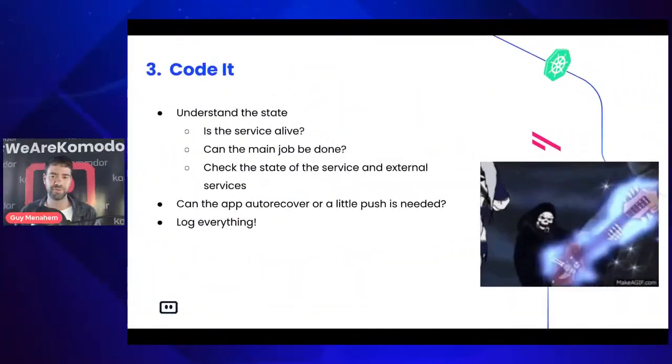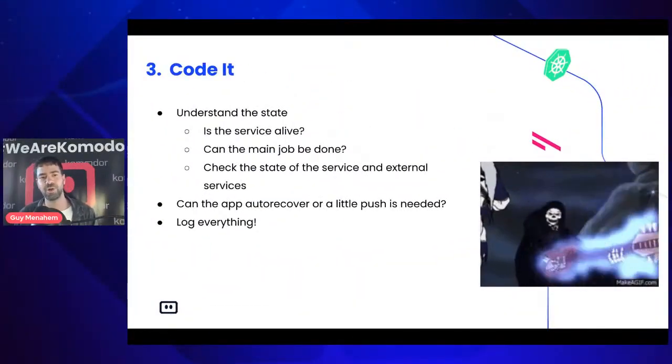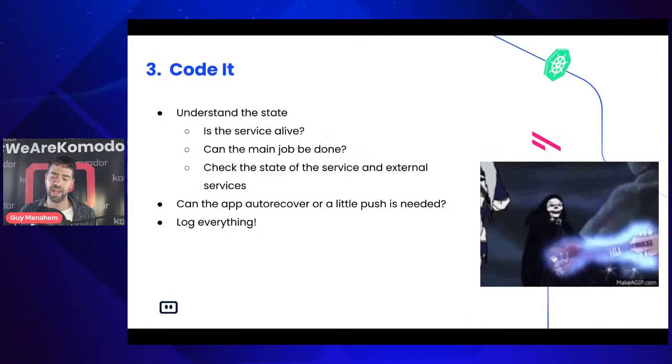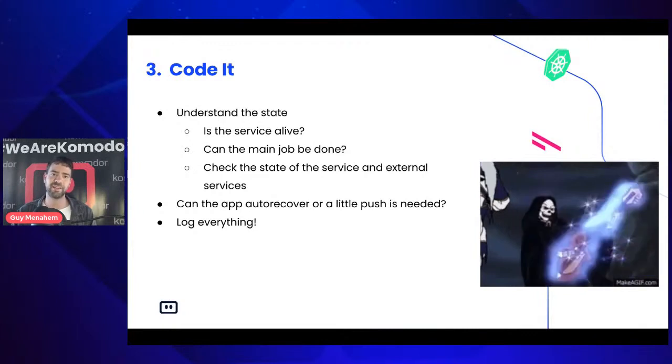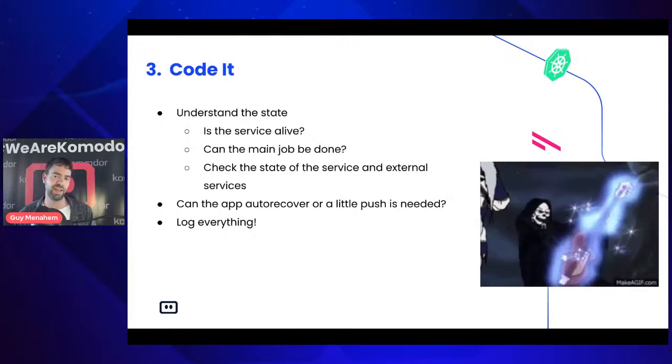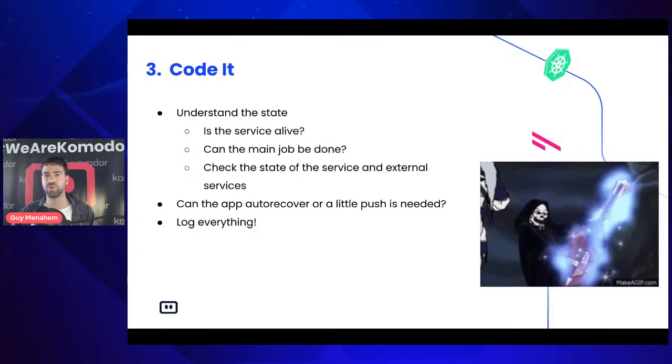So after we're done configuring it, or in the meantime, we really want to code it. So we are going back to the plans. We are going to understand what state we want to answer for each kind of problem. Is the service alive? Is the service ready? What is the main job that can be done? What are the external services that we are using? Maybe we have some external services like database, queues, configuration management, and authorization management that we can work without them.